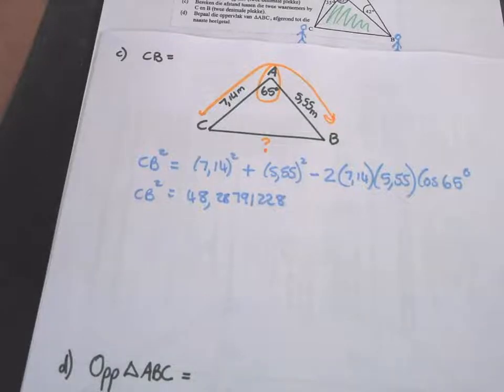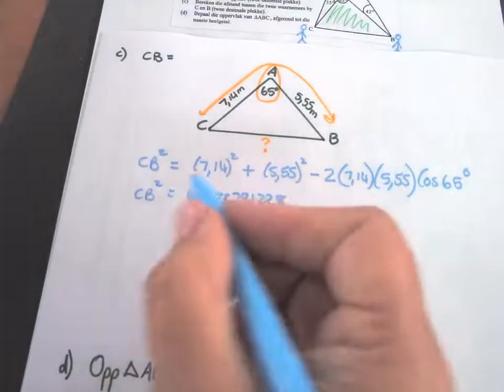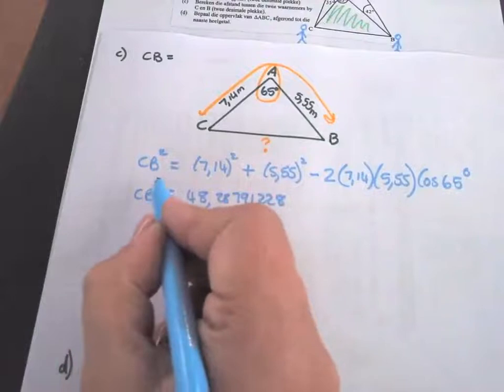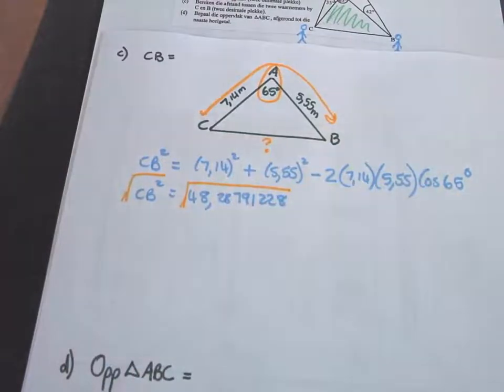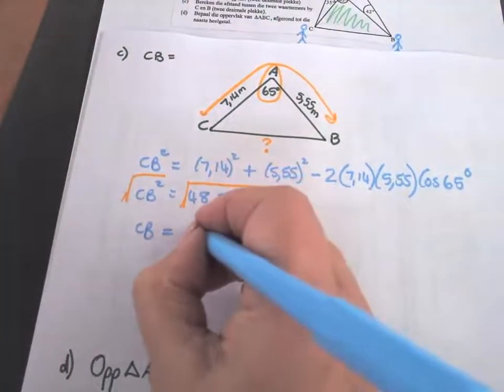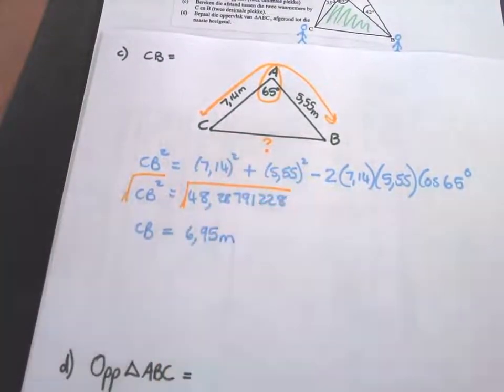Do you use a mark for not writing the formula? Yes, you actually should write the formula, but I left not enough space. Okay. I want CB, I don't want CB squared. So I take the square root on both sides. And then CB equals the square root of that equals 6,95 meters. And I want it to 2 digits, so you have to round off to 2 digits. Remember that you always round off at the final step, not in between.